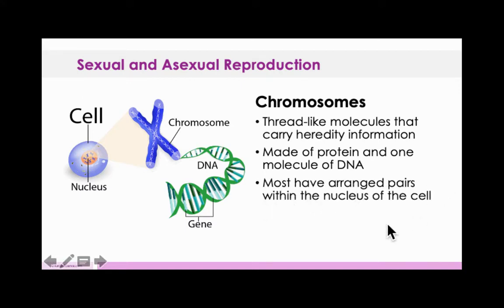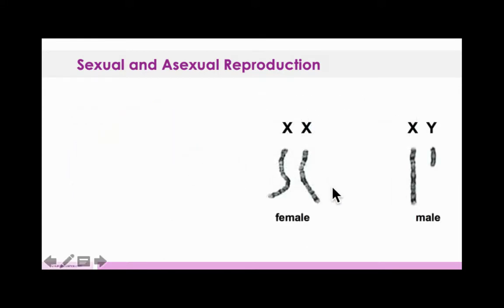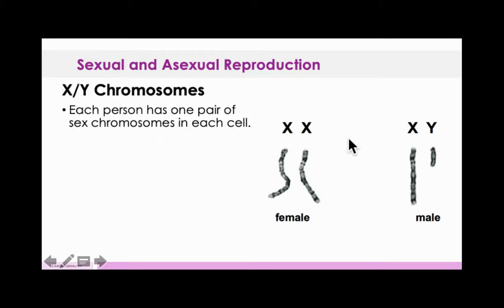Most chromosomes are arranged in pairs within the nucleus of the cell. For example, you have 23 pairs of chromosomes to give yourself a total of 46 chromosomes inside of your cells. One pair of chromosomes determines your gender, the X and Y chromosomes. Everybody has one pair that determines whether they are male or female. 2 X's means they're female, and an X and a Y means that they're male.